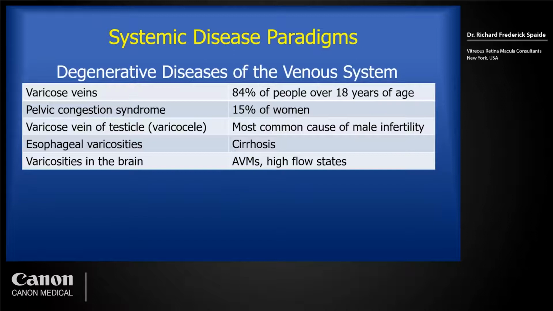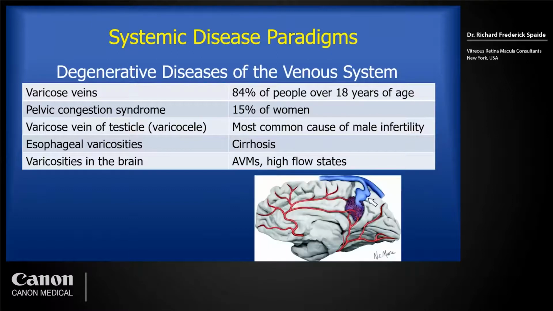Systemic diseases may offer paradigms for what's going on in the choroid. Degenerative diseases of the venous system are extremely common diseases in humans. Varicose veins are found in 84% of people over age 18. Pelvic congestion syndrome is found in 15% of women. We're all familiar with esophageal varicosities seen in cirrhosis. Varicosities can also happen in the brain, particularly in areas in which there's a lesion that has a high flow, such as the AVM. The veins draining that may form varicoceles.